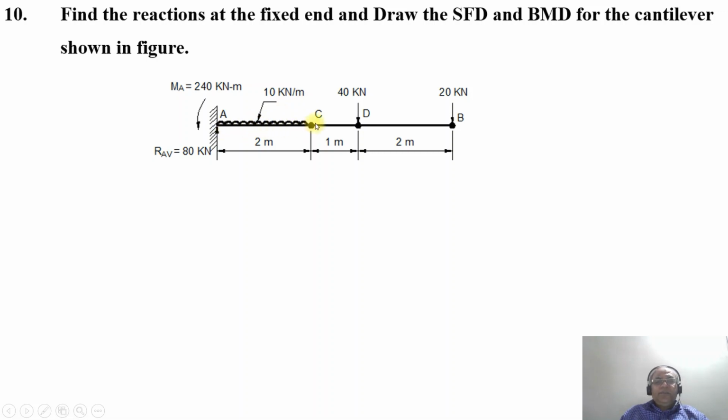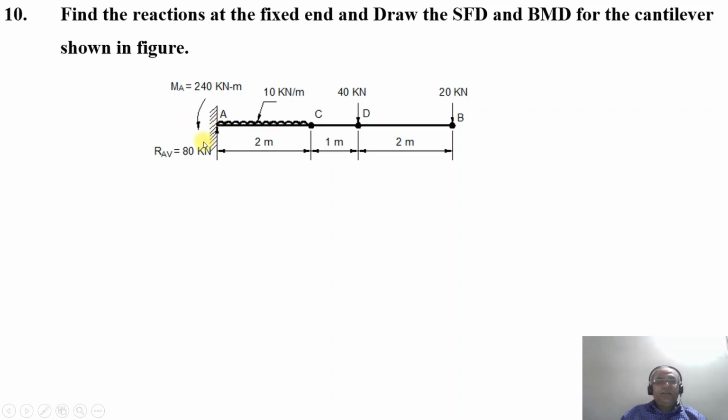Then at the point D, you have 40 kilonewton acting downward at a distance of 3 meters from point A. And similarly, at the point B, 20 kilonewton acting downwards, which is at a distance of 5 meters from the point A. Now, the first thing we need to find is the reactions at the fixed end.